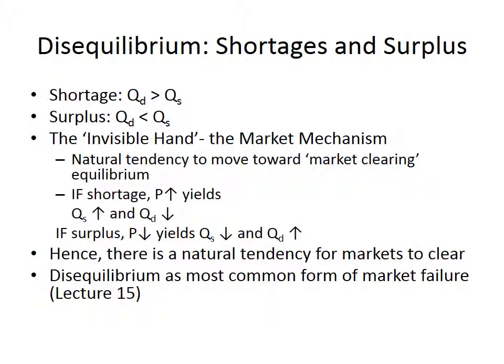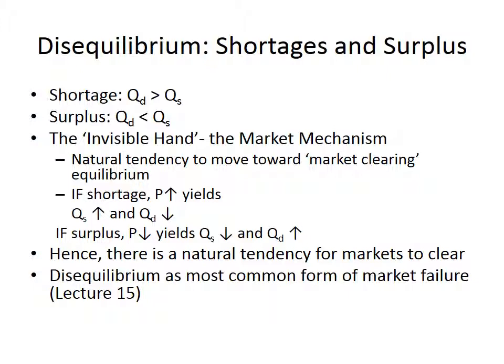Okay, so what's going to happen is there's going to be a natural tendency under a condition of shortage for prices to increase. And as prices increase, supply will go up because of the law of supply. The higher the price, the greater the quantity of supply. So as prices increase, supply will increase. As prices go up, demand will drop. Those two will come together and meet, and the market will clear.